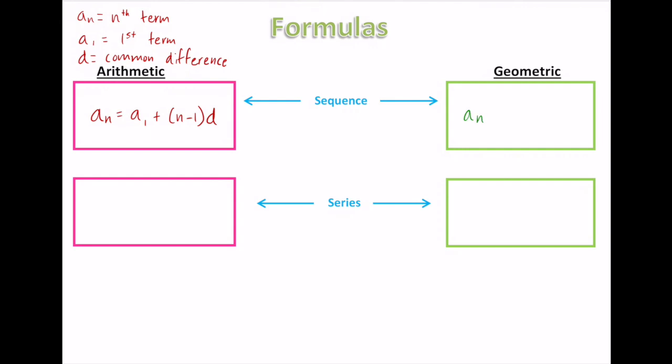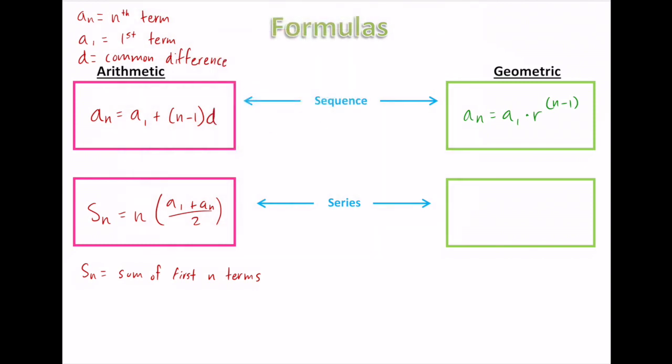We have a sub n is equal to a sub 1 times r to the n minus 1 power. And it uses all the same vocabulary as the last one. Okay, our series is denoted with an S, so the sum of the first n terms is given by S of n. Then we have multiplied by n, a sub 1 plus a sub n over 2.